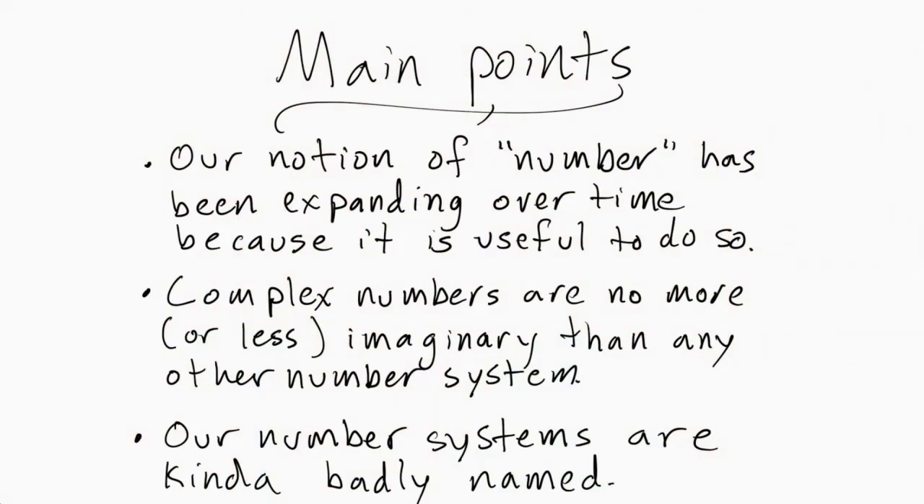With that, I think I've hit the main points I wanted to hit. Our notion of number has been expanding over time from highly intuitive numbers like 1, 2, 3, 4, 5 to complex numbers, which are really just the next logical step in expanding our system so that we can solve more equations. And yeah, a lot of our number systems are kind of badly named.